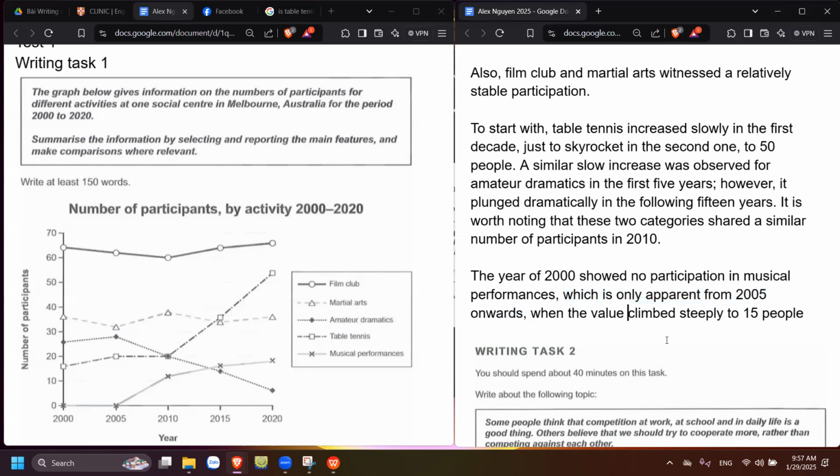When a value climbs steeply to 15 people. Okay. What else would you write, Alex? We didn't mention film clubs. We didn't mention martial art yet. I wouldn't. I would have had them in a separate paragraph, but I assume you can't in this case.